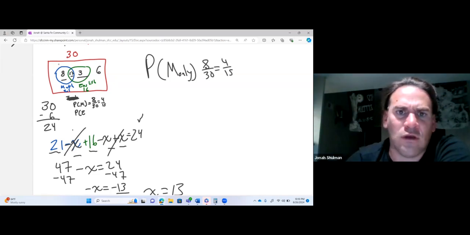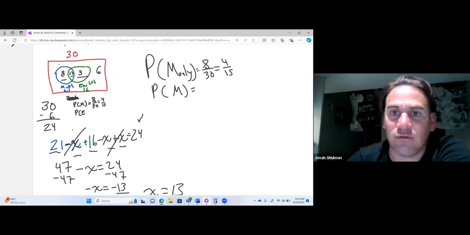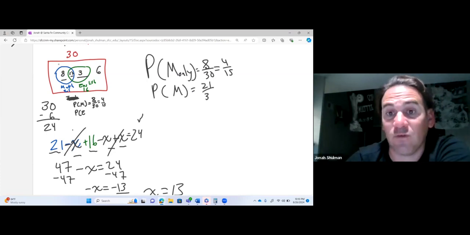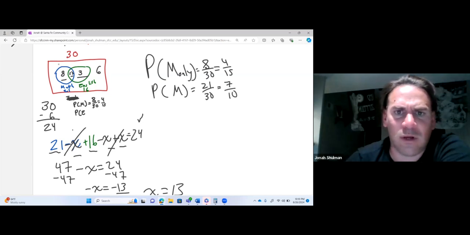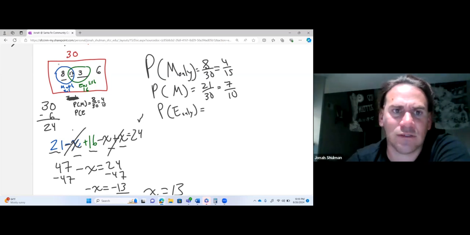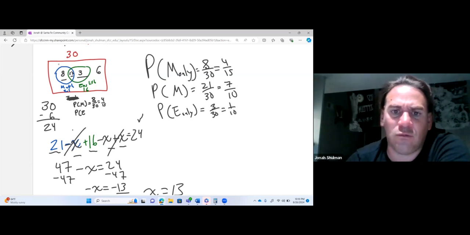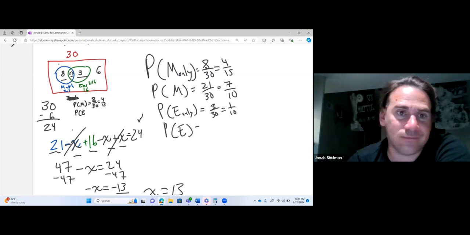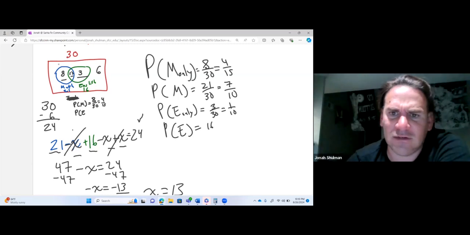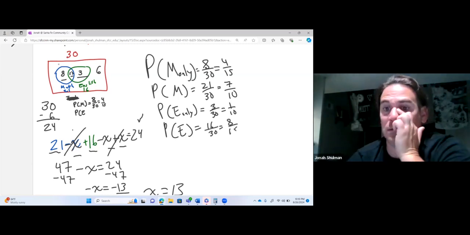of 15. The probability of math in total is 21 out of 30. You can simplify that by dividing by 3. So we're going to get 7 out of 10. The probability of English only, E only. There's a symbol, but I'm just trying to make it clear, is 3 out of 30, which is 1/10. The probability of just English is 16 out of 30, which we can divide by 2, which is going to be 8 out of 15.